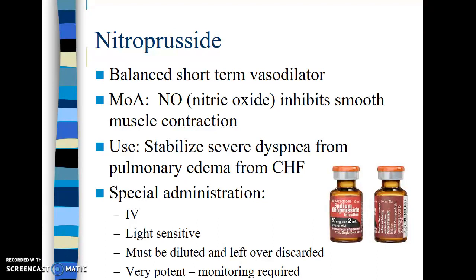So we use it for pulmonary edema in the hospital when an animal has severe dyspnea from that pulmonary edema. So the lungs are full of fluid, the animal can't breathe well, and we'll put them on an IV. This drug is very light sensitive. You can see it comes in an amber bottle, and so we'll administer it in a fluid line to the animal. We've got to cover that fluid line, cover a fluid bag if it's going in the fluid bag, and we have to discard any that's left over. It's really potent, so we also have to monitor it carefully when we administer it.